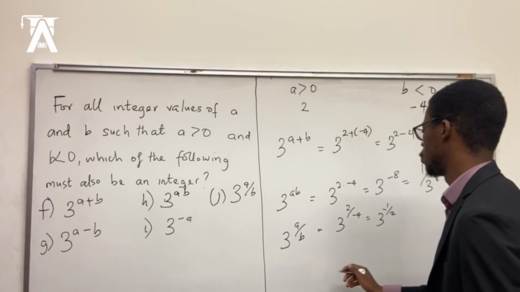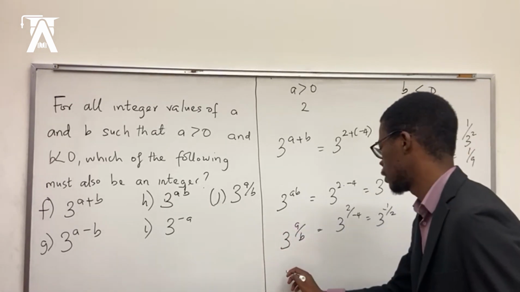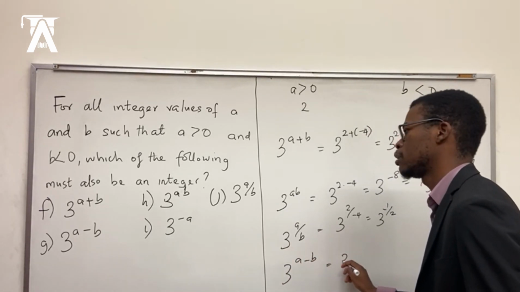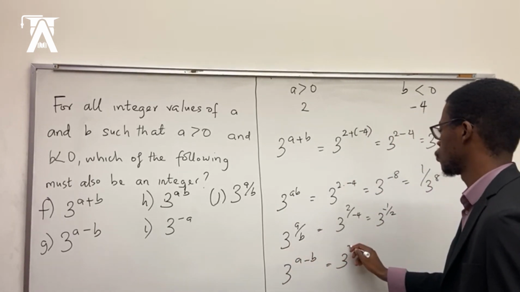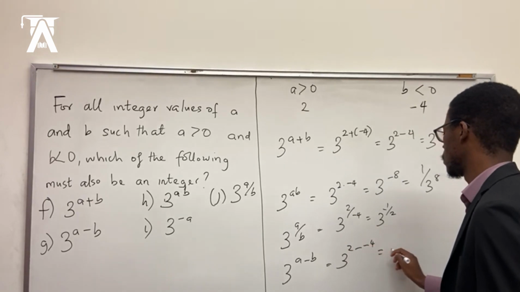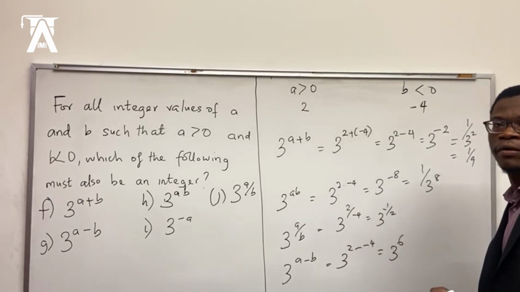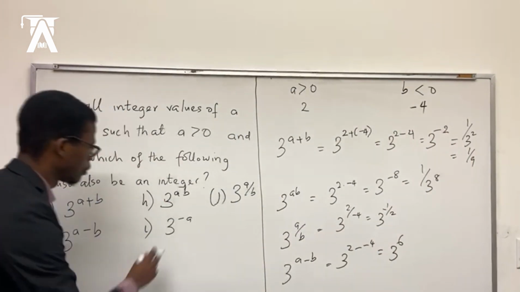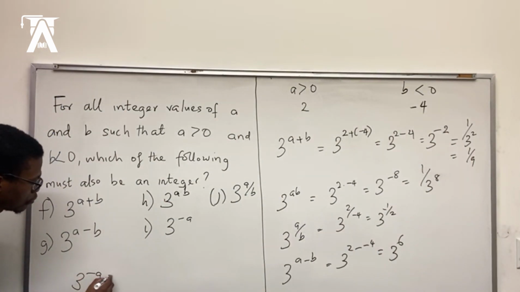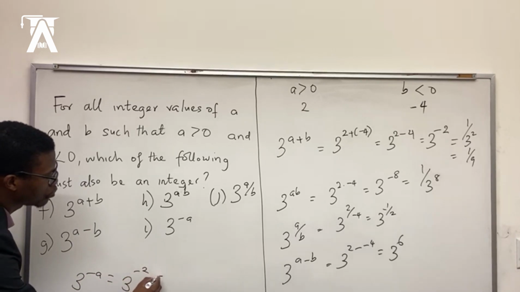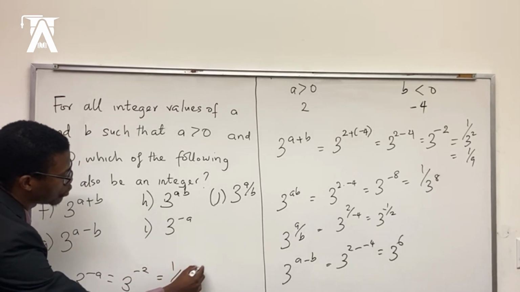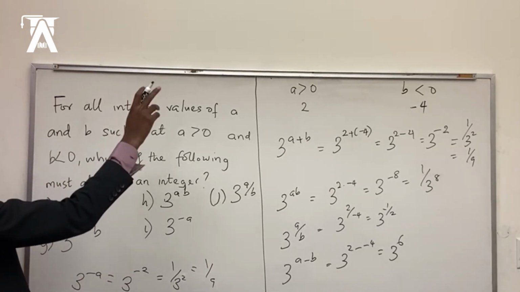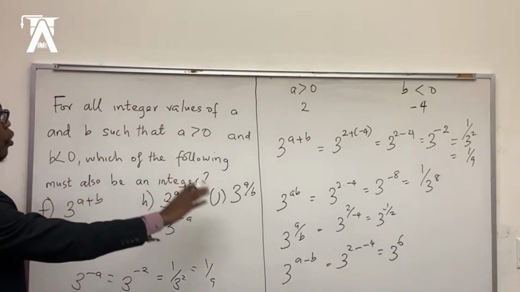Then we have 3 to the a minus b, which is 3 to the 2 minus negative 4, which is 3 to the power 6. Then we have the final one, I can do that real quick. 3 to the negative a, which is 3 raised to the power negative 2, which is 1 over 3 squared, which is 1 over 9. All right, so we've plugged in the values of 2 and negative 4 to all our options.